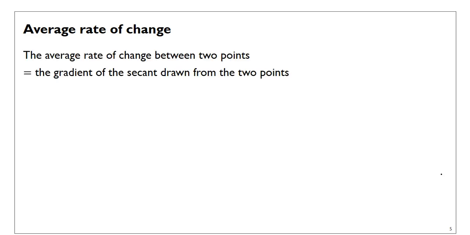Now, once we have the term gradient and once we start introducing graphs, we can then split the term rate of change into two types. So you either have average rate of change or instantaneous rate of change. The average rate of change is always going to be between 2 points. And so once again, we're going to talk about the relationship between rate and gradient. The average rate of change is the gradient of the secant drawn from the 2 points.